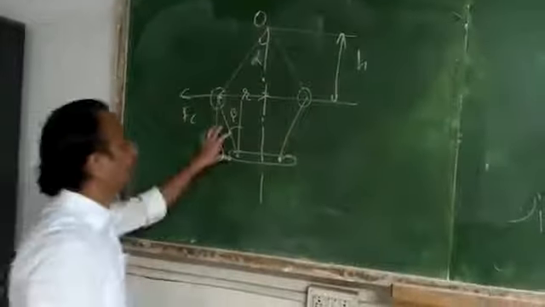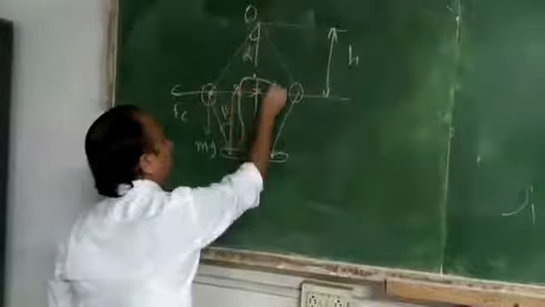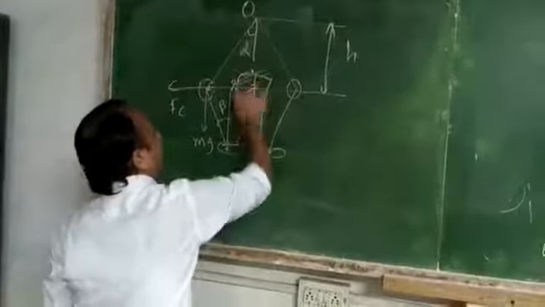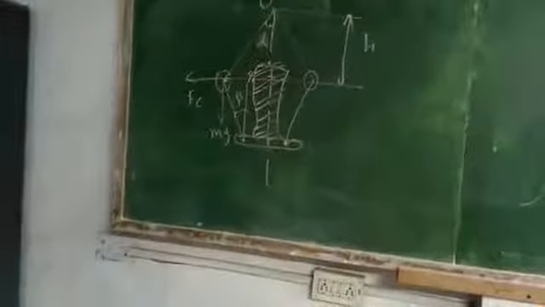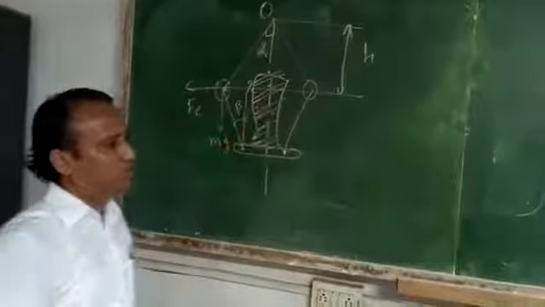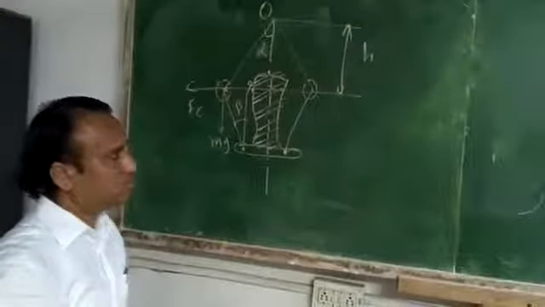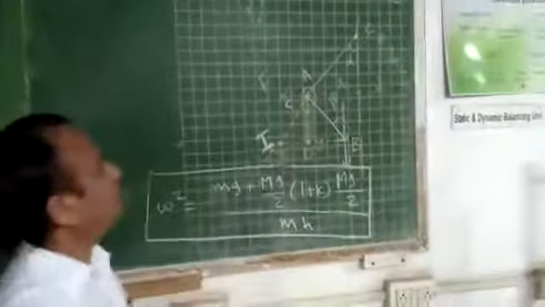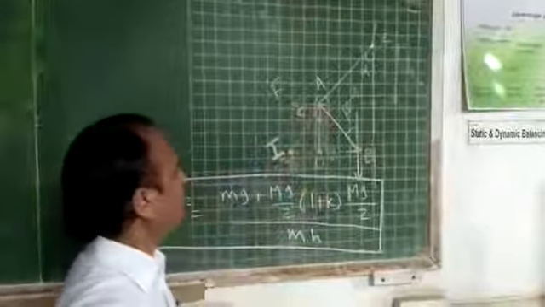Now see, here simply I am adding dead weight so that the bad governor will be converted into Porter governor. Now student, see the line diagram for Porter governor, okay?